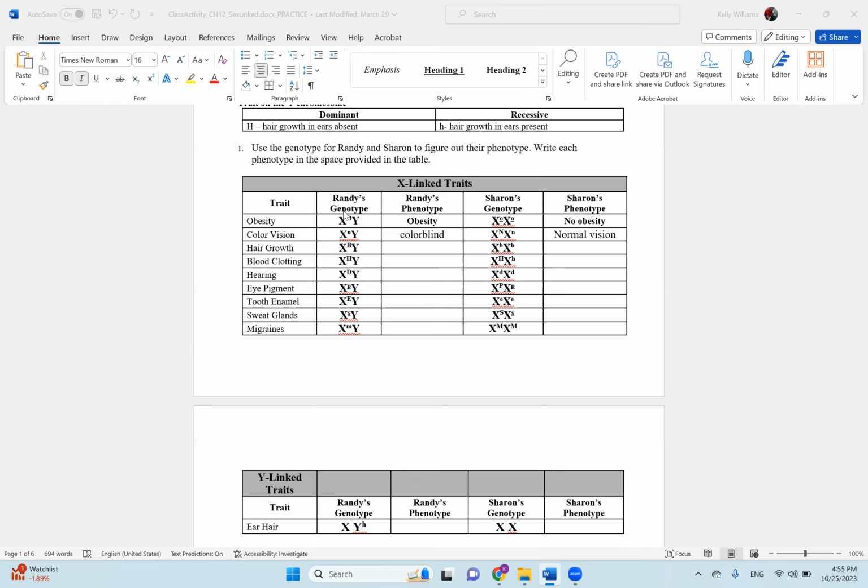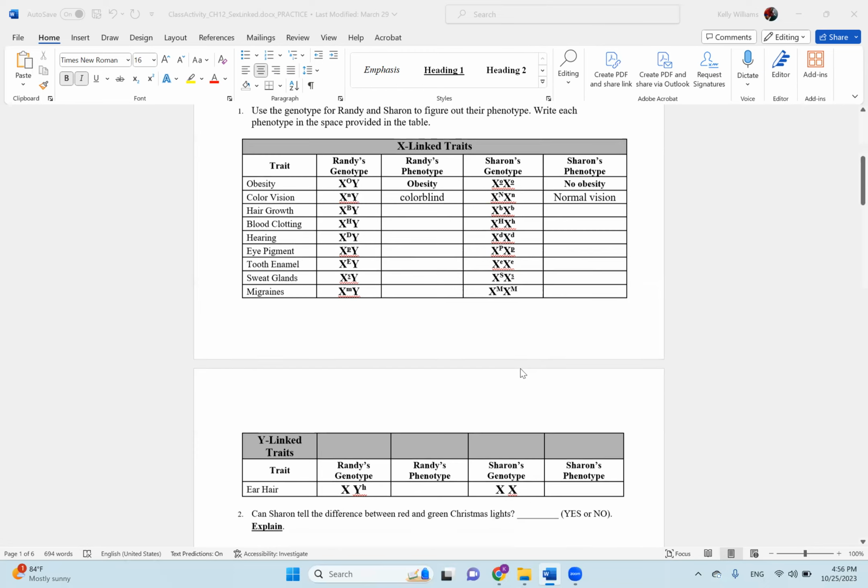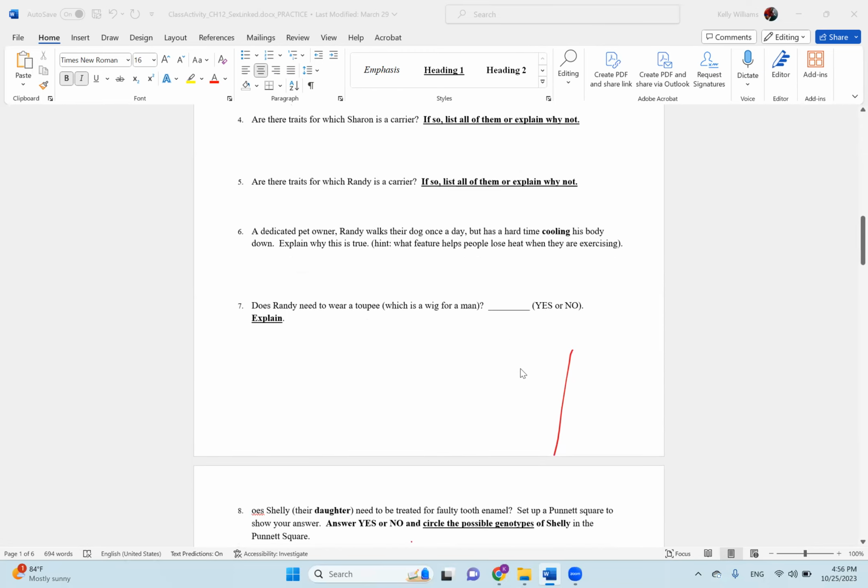On the flip side, can Randy be a carrier for anything? Can he be heterozygous? The answer is basically no, right? He can't be a carrier because he has one X and he either has it or he doesn't have it. If he doesn't have it, he can't pass it on to his kids. If he does have it, he can and he will, right? Depending on whether it's a male or female. Same goes for his Y chromosome. So males cannot be a carrier, females can, and that would indicate that they're heterozygous for that trait. Okay.